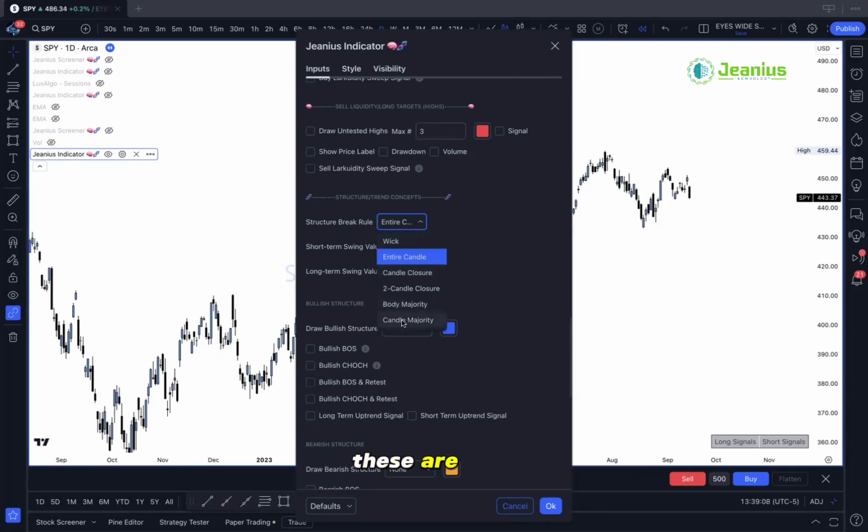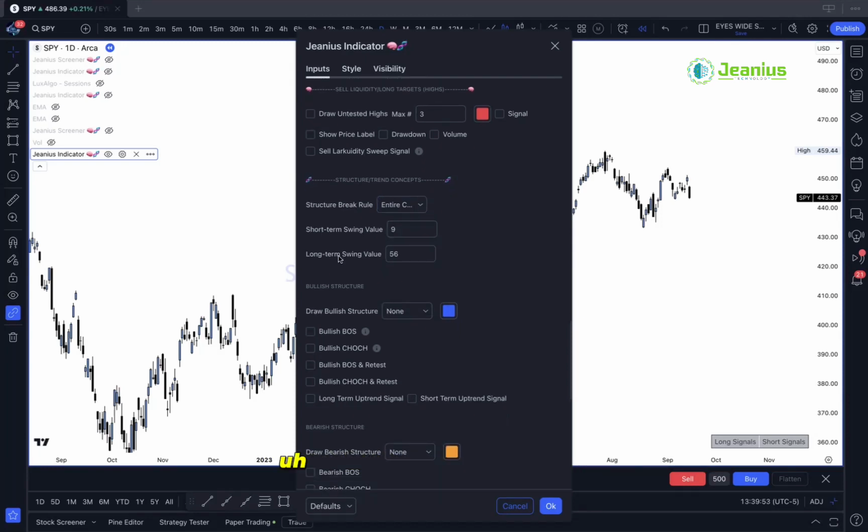And remember, these are very important. Depending on your break rule, that's going to tell the indicator or the algorithm what the trend is supposed to be. If you change this to wick, you're going to have some weird looking trend changes, and it's not going to be the real deal. You might have a trend changing before it actually changes because you put a wick instead of an entire candle. Trust me, I've played with these before. Between the entire candle and the 2 candle closure, these are going to be your strongest settings for this break rule when it comes to accurate trend changes, to be honest with you.